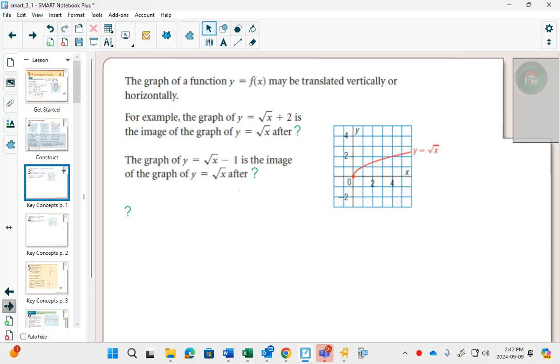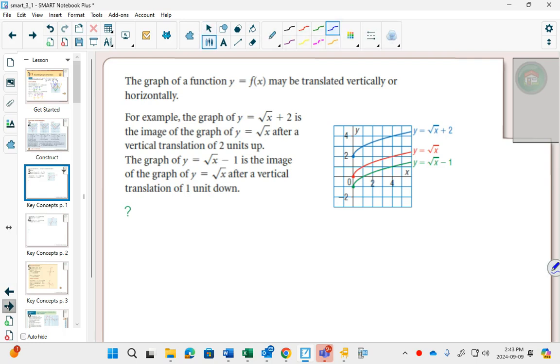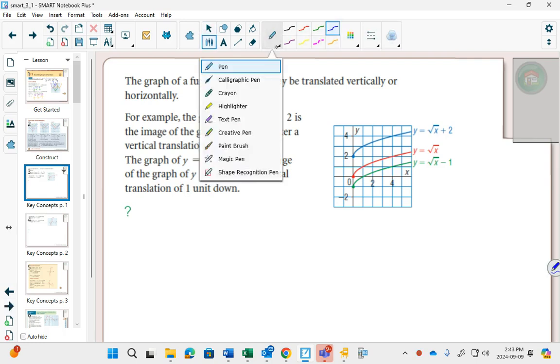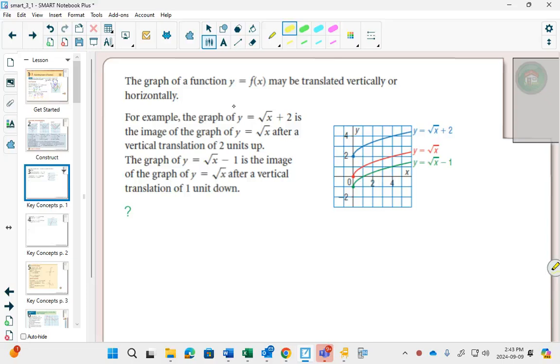Do you see that that plus 2 is outside? Outside moves things vertically, so if I click on that, sure enough, it moves it up 2 units. If I had square root of x minus 1, it would move it down 1 unit. Okay? You are going to be asked to describe things in words. So this is where I would take out a highlighter.